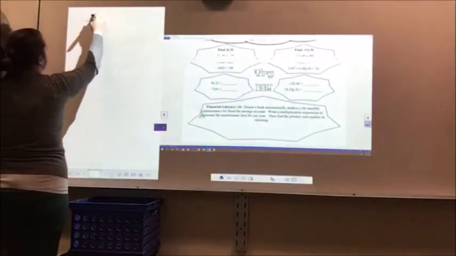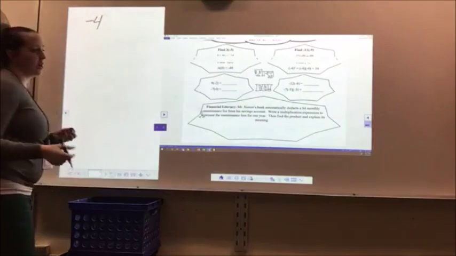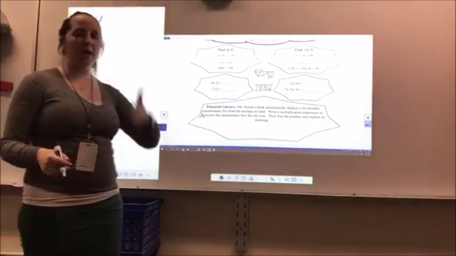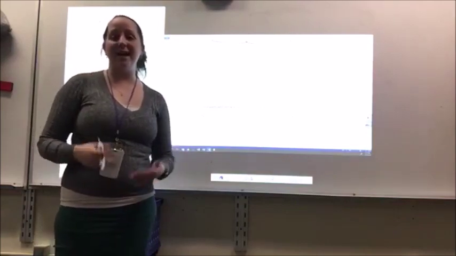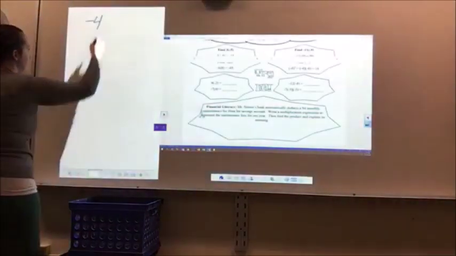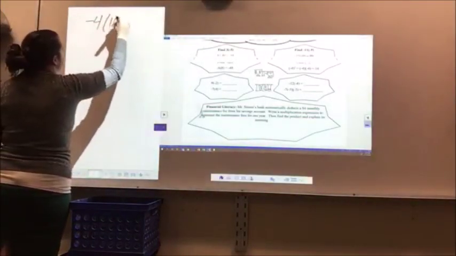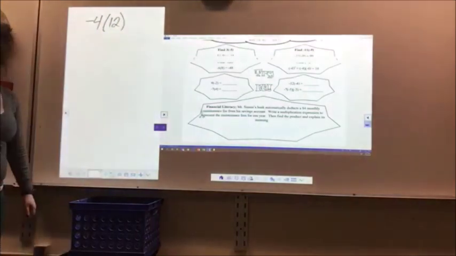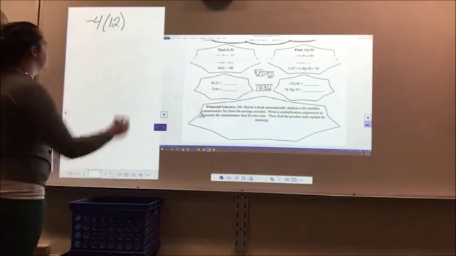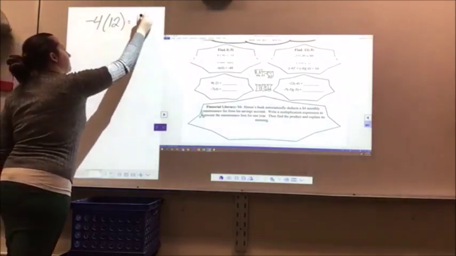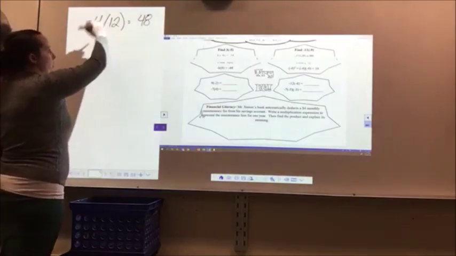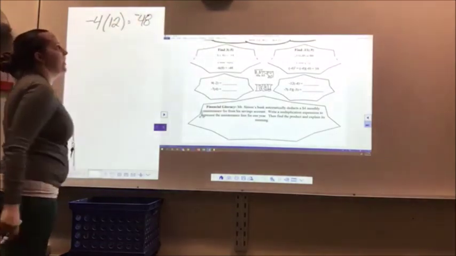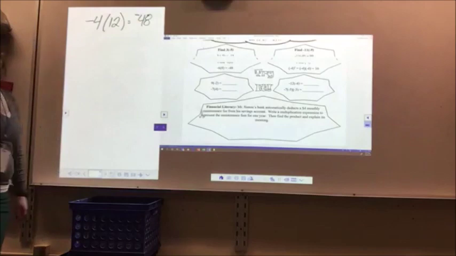It's a monthly maintenance fee, which means there are 12 months in a year. $4 is being taken out every single month. So I can multiply that times 12. So negative 4 times 12 is my expression. When I multiply this, I get 48, and since there's one negative, I get a negative answer, negative 48.